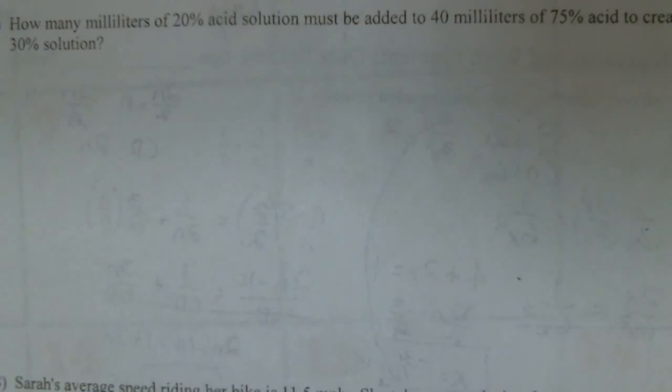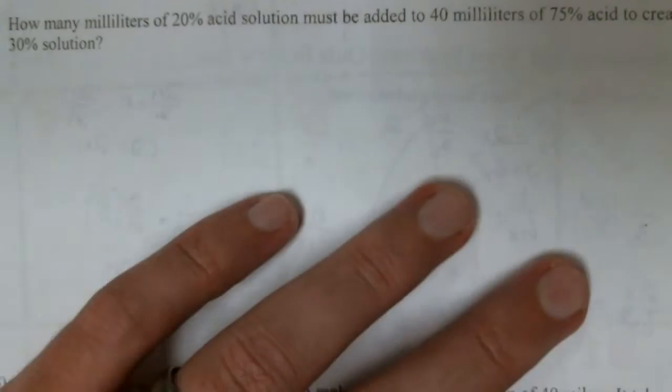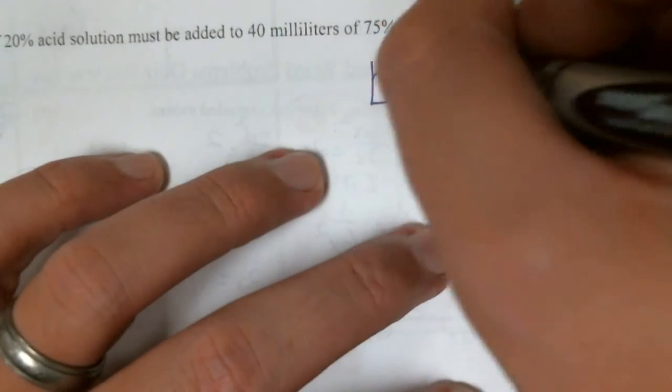This is one of those acid problems. How many milliliters of 20% acid must be added to 40 milliliters of 75% acid to create 30%? Guys, I would strongly suggest that on these water current problems, acid problems, draw yourself a little picture. Let's come out here to the side. And what in the heck is actually happening here?